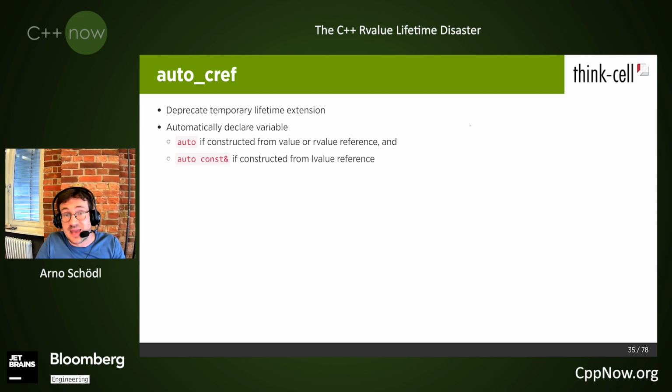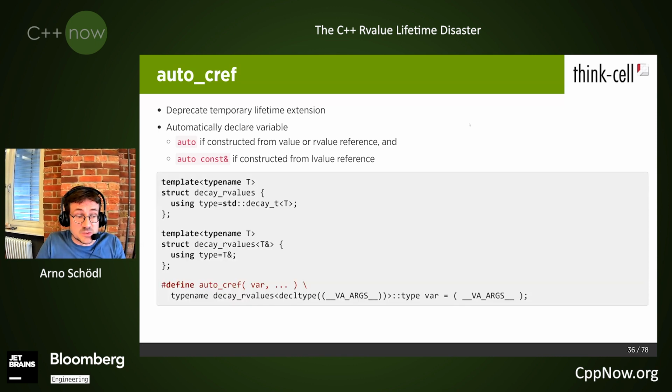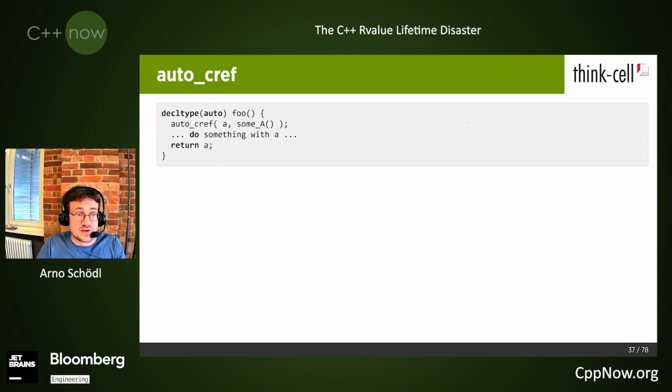Or you want to use an lvalue auto constref if we construct it from an lvalue reference. Now we can write such a contraption, right? So here there's a macro to the rescue, that whenever you are giving it a value or an rvalue, it will actually use decay to turn it into a value. And you give it an lvalue reference, it will just keep the lvalue reference. And now if we, instead of this lifetime extension, use auto cref, this macro that we introduced, then things will start to work. So if we do this, for example, auto cref a = sum a.